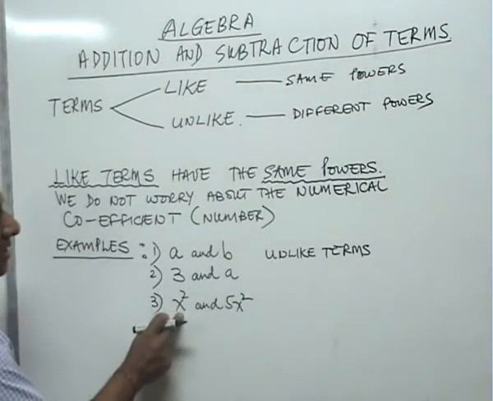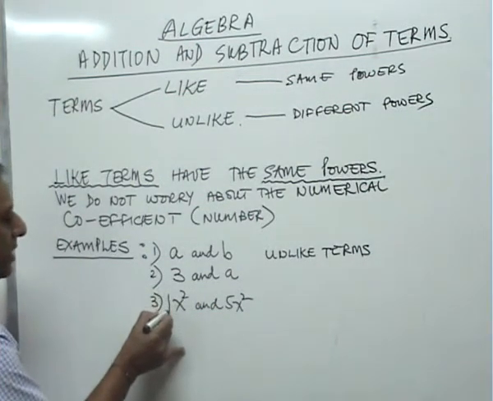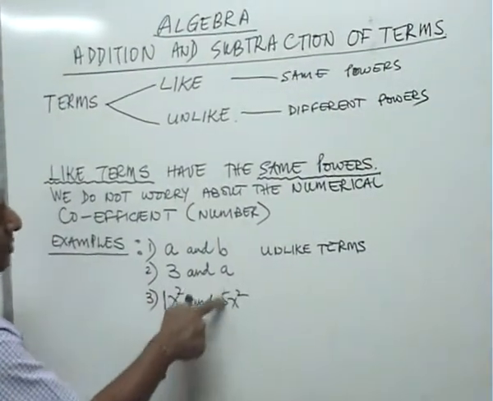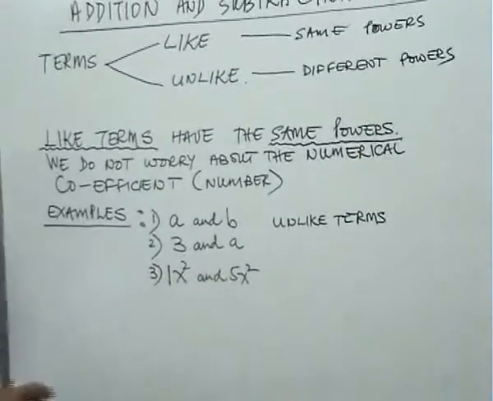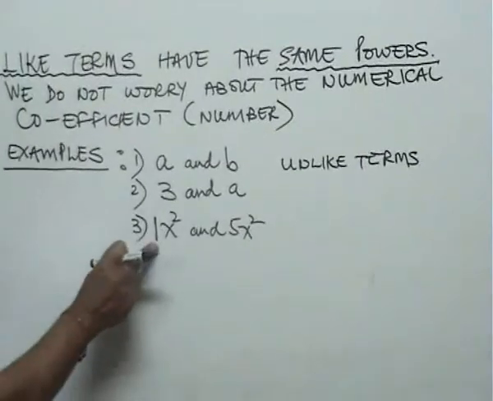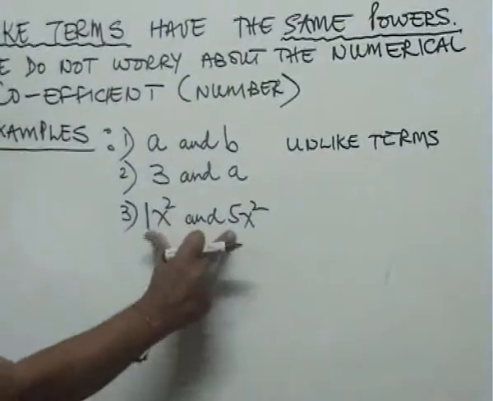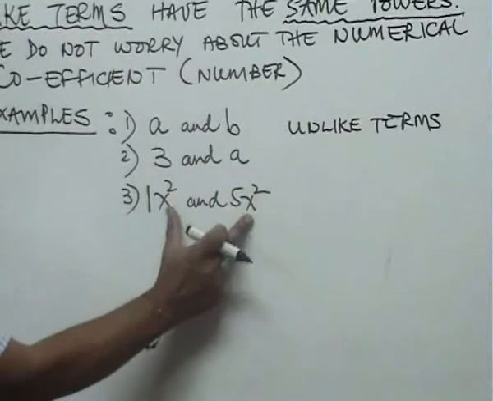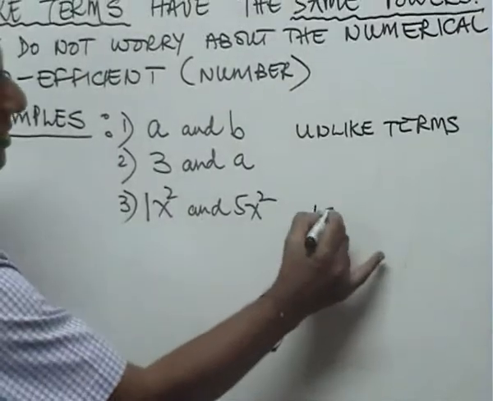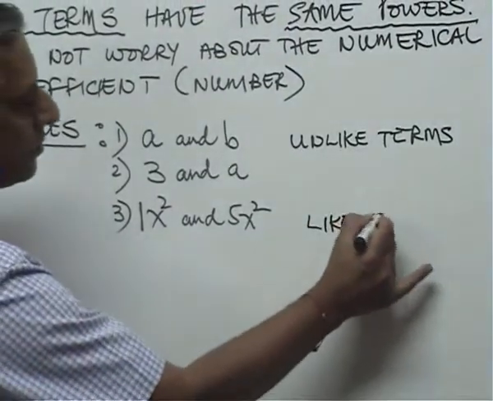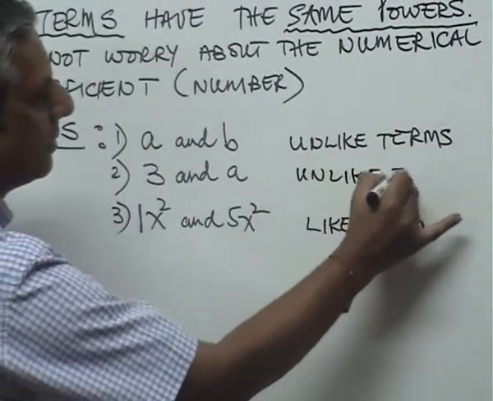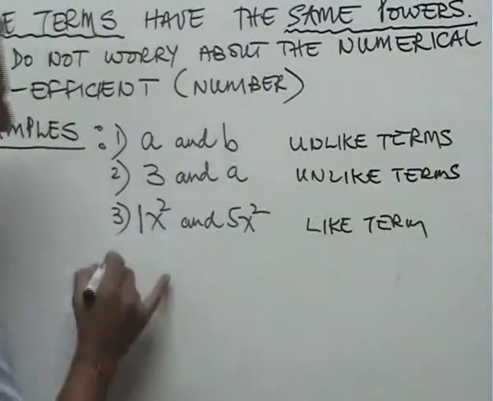Now the powers are exactly the same. We are not worried about the numerical coefficient. You see, the numerical coefficient here is 1. Numerical coefficient here is 5. Now I'm not going to use the word numerical coefficient anymore. I'm just going to talk about number. The number here is 1. The number here is 5. We're not worried about the numbers. We're only worried about the powers. Now the powers are the same. So these are like terms. These are unlike terms. Let's do another example.